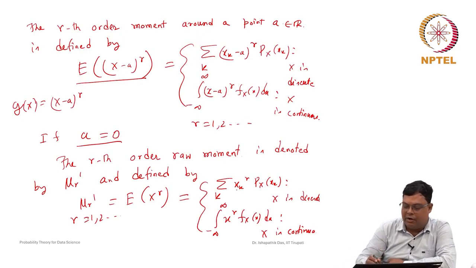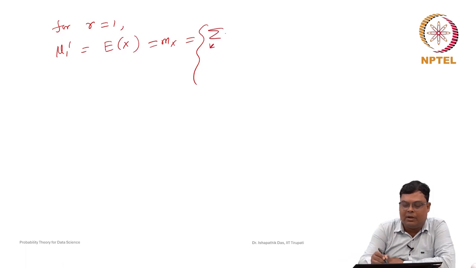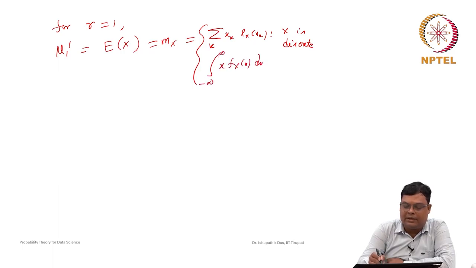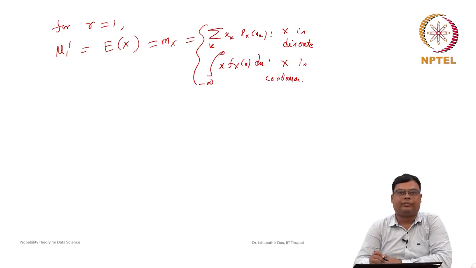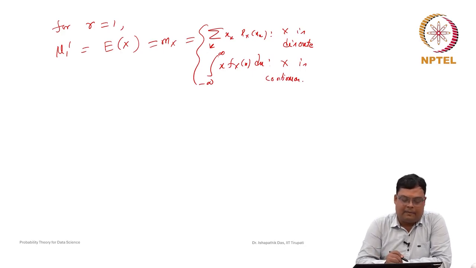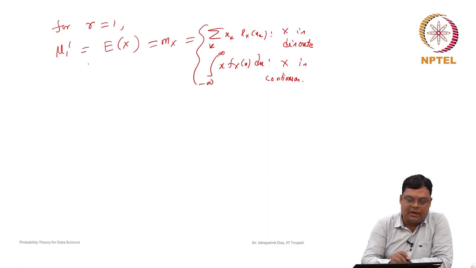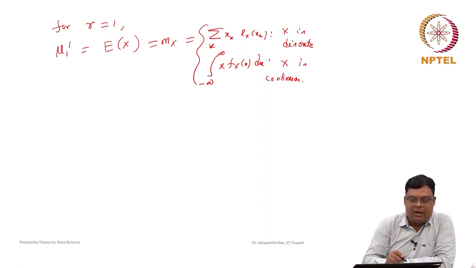So, whenever you are putting r is equal to 1, this is nothing but summation over k of x_k p_X of x_k. We found this for that example, whenever X is discrete, and this is nothing but integral from minus infinity to plus infinity of x f_X(x) dx whenever X is continuous. So, what we found is that whenever r is equal to 1, it is nothing but mu 1 dash, this is nothing but the mean.